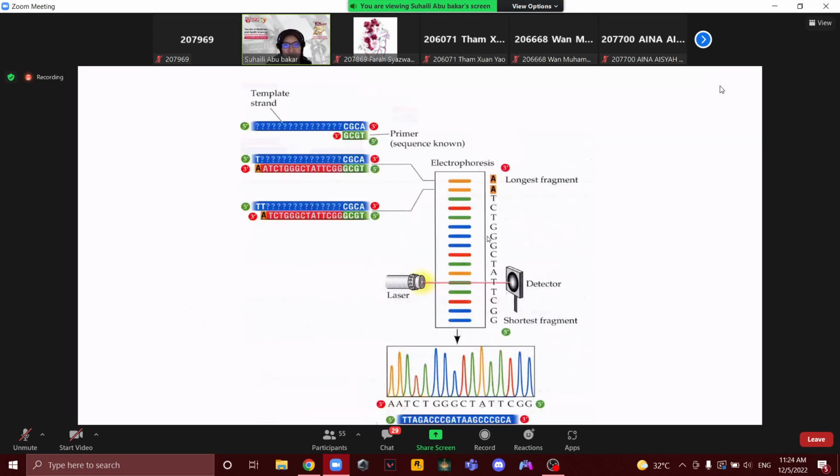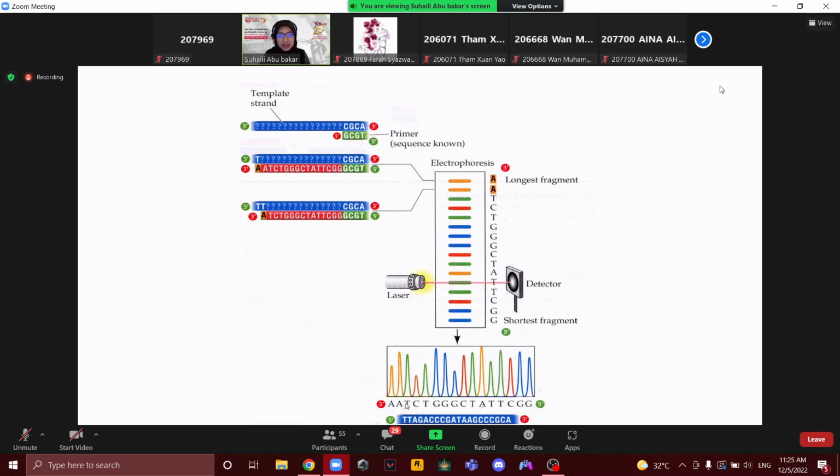This represents the length, the location. Shortest is 5 prime. Can you see the reading? Longest is at the 3 prime, because our primer attached to the strand. So we read, the longest is 3 prime. Remember, the shortest is the 5 prime. However, when we use the software, it will translate like this into the peaks.